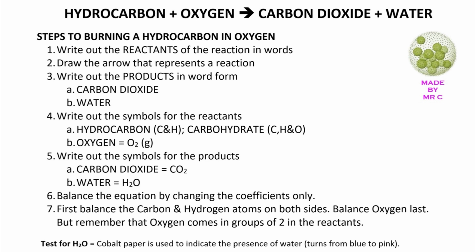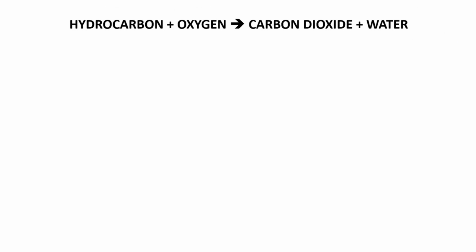Then we can balance the equation by changing the coefficients. When balancing, first balance the carbon and hydrogen atoms on both sides. Balance oxygen last. But remember, oxygen comes in groups of 2 in the reactant because it is O2 as a gas. The test for water is to use cobalt paper, and in the presence of water, the cobalt paper turns from blue to pink. So let's do an example.